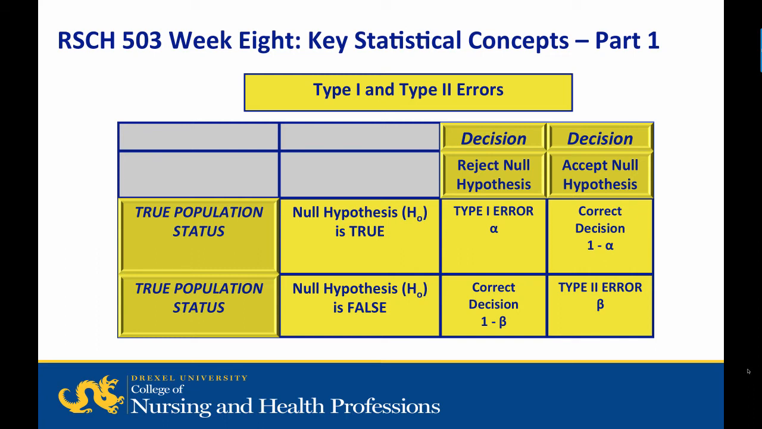The figure on this slide, taken from page 521 of your text, illustrates the relationships between type 1 and type 2 errors. Particularly note what is labeled as the decision column, which speaks to type 1 error and type 2 error.